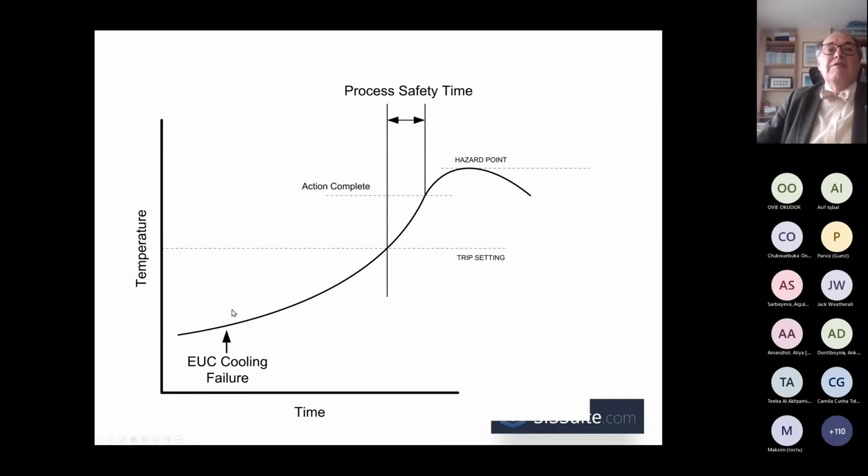you can see is much smaller than the time from the initial failure. So that's a more appropriate specification for our purposes in defining the requirements for a SIF.